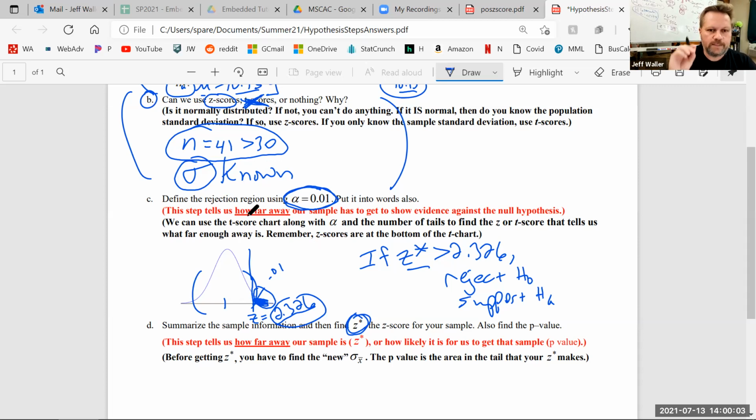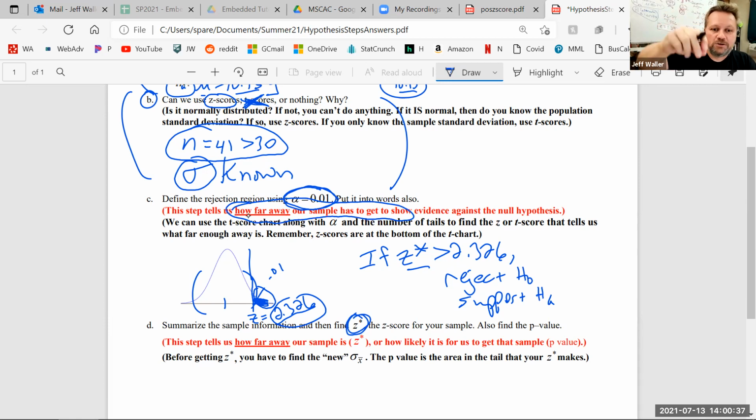So step C is defining how far away is far enough away. I like that phrasing. Our sample has got to be far enough away to be evidence that the real mean is different. Because what does the sample mean do? It's going to be different already. Of course, the sample mean is going to be different. So it's got to not just be different, it's got to be different enough. So this is just defining, and I say it right here, how far away is far enough away, right?